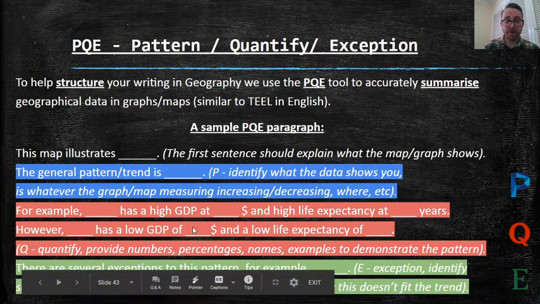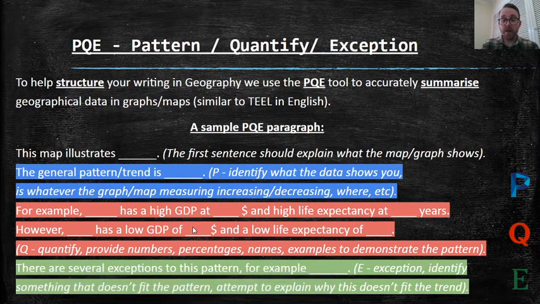It's all about those values in Q, demonstrating your pattern. And then the final sentence is exception. So there are several exceptions to this pattern, for example, blah. So basically, in any map or graph you're looking at, it's probably not going to be perfect.